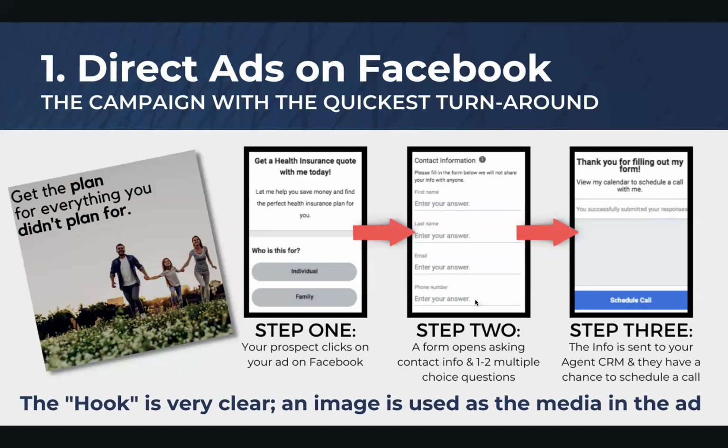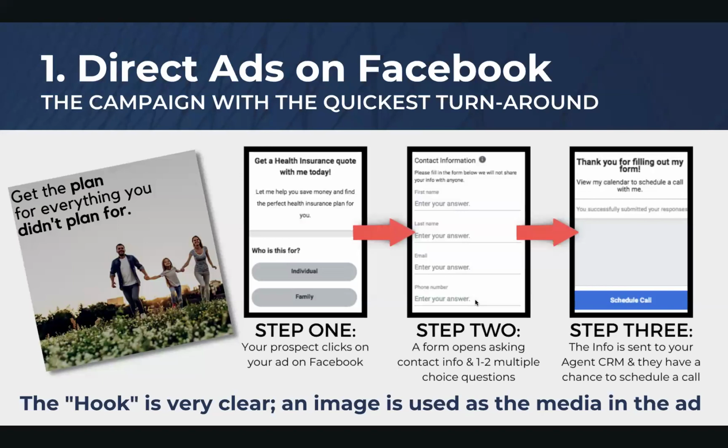So you got a little family running across the field with the text, get the plan for everything you didn't plan for. What you don't see in this screenshot is the text above the graphic where we're encouraging the person who's looking at this ad to fill out more information so that we can get them a quote. That's a health insurance quote. I'm sorry. I said life insurance. It's for health.